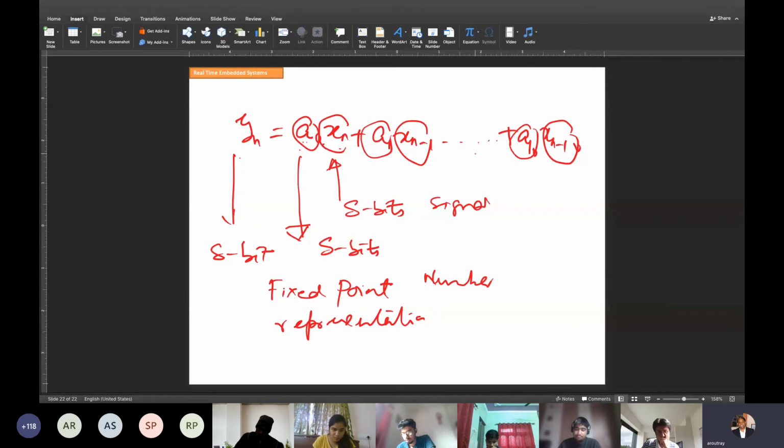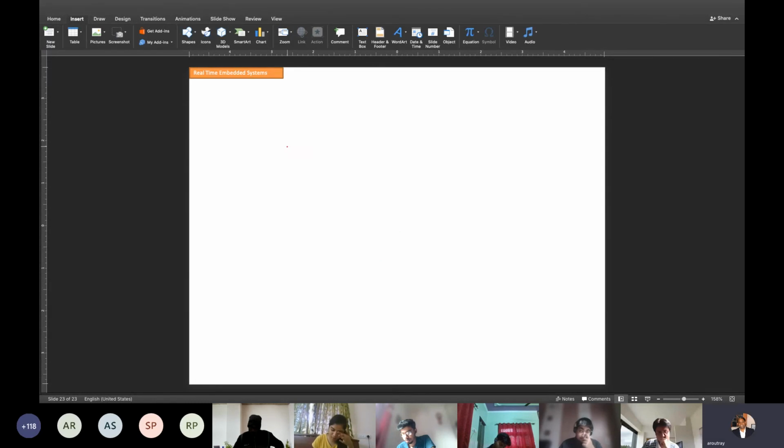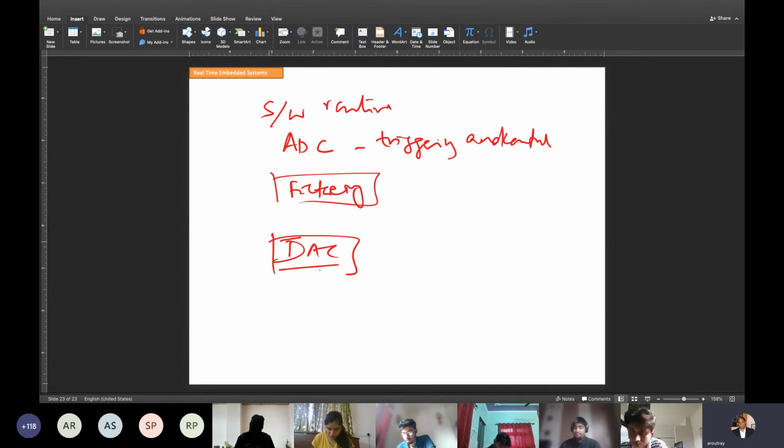Number 2 is time. How much time? Next is how will you fire the ADC? ADC triggering, software routine for ADC securing, the different software routines. One of the routines is ADC triggering and control. Then comes the filtering. These are different modules. Then communication to the DSC. So these are the different software routines.